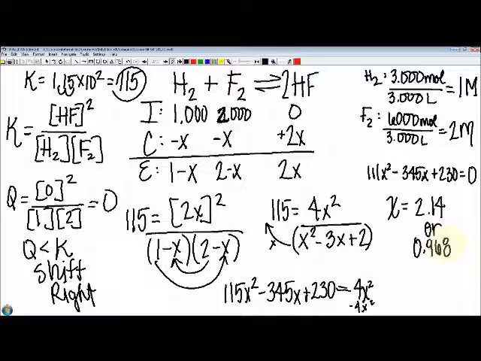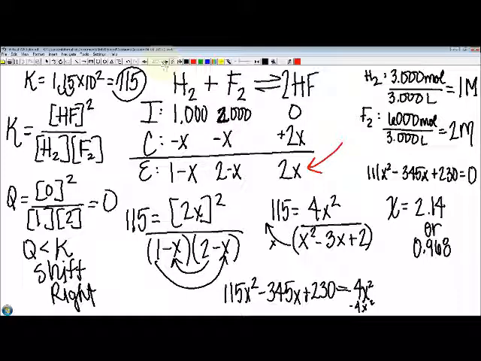Okay, so now we have to do some critical thinking since we have two options for x. Only one of them is going to be our right answer. The one that's the right answer is the one that gives us a positive number when we solve for our H2 and our F2. Since we need to solve for our concentrations in this line, because we haven't done that yet, we need to compare these to figure out what it's going to be.